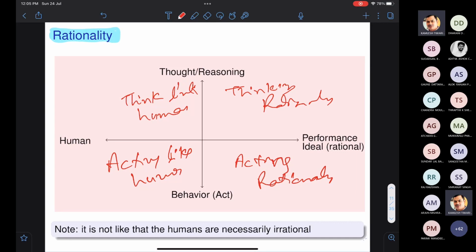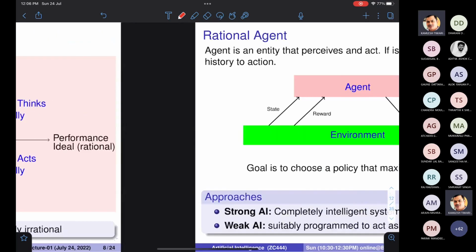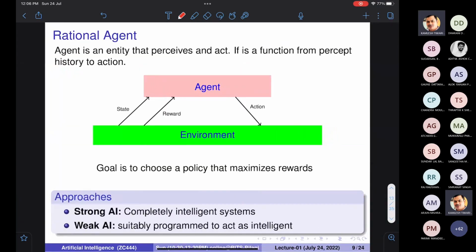Simultaneous things are also possible, but you try to understand what the four different things are. You can combine them, that is fine. But these are the four different things. Whether the system thinks in that particular way and acts in the same way, or acts differently, all those things are possible. You understand rationality.